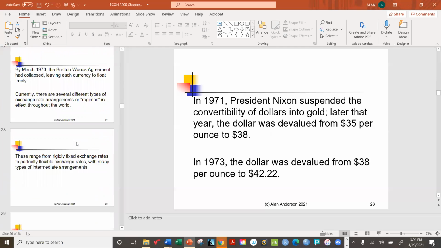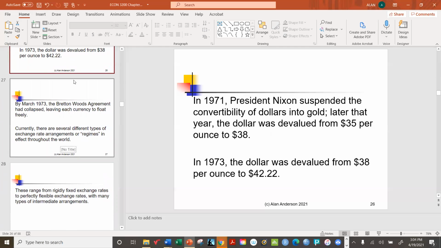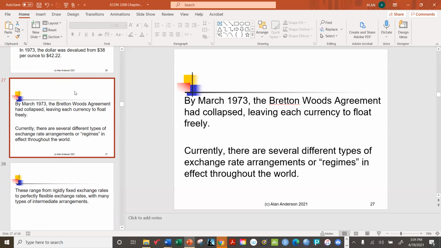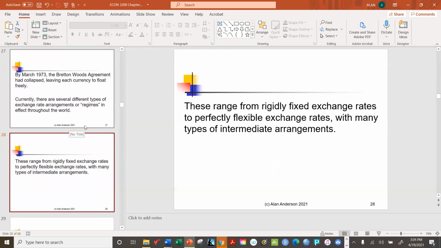Okay. So, in the wake of the breakdown of the Bretton Woods Agreement, there are many different currency exchange rate regimes, as they're called, or systems that are in effect throughout the world. So what we're going to want to do, as you know, throughout the chapter, is go through each of these systems one by one and take a look at some of their advantages and disadvantages.